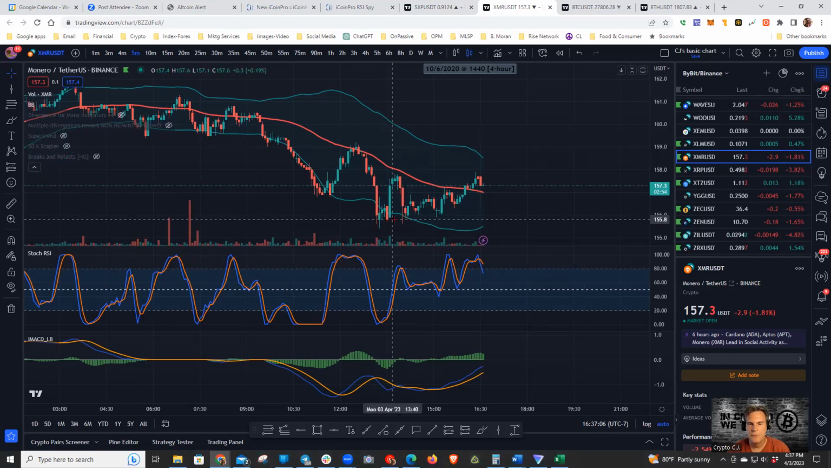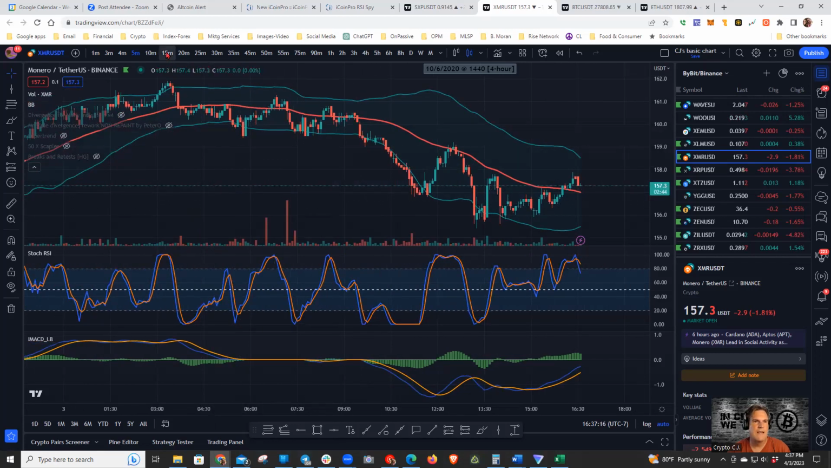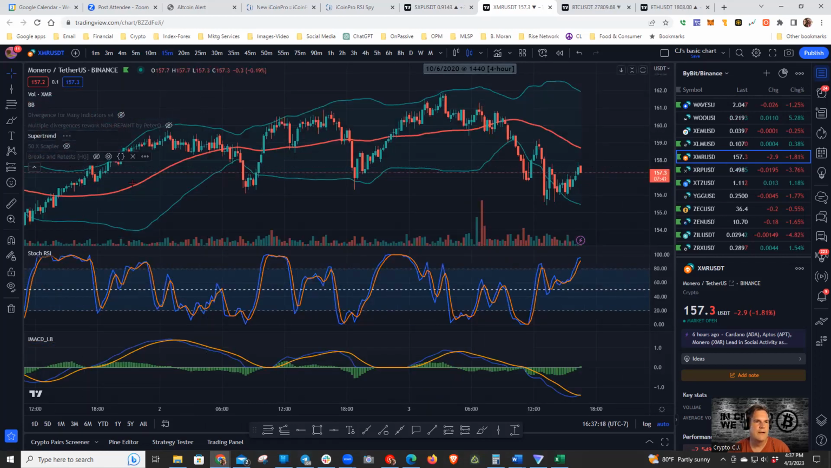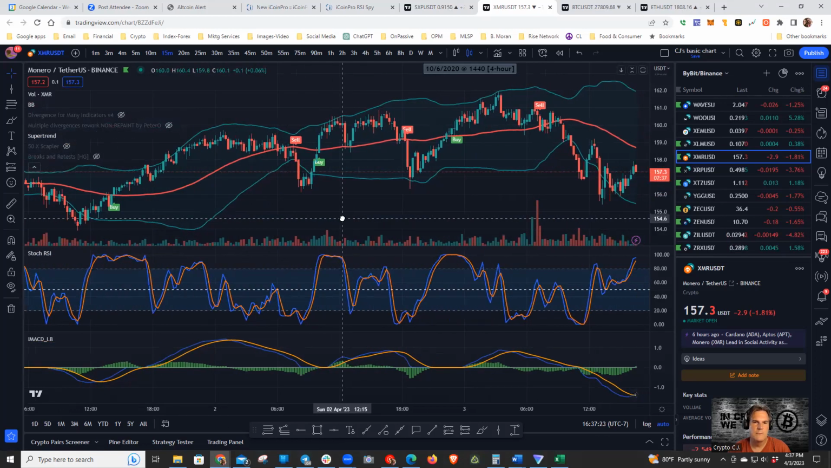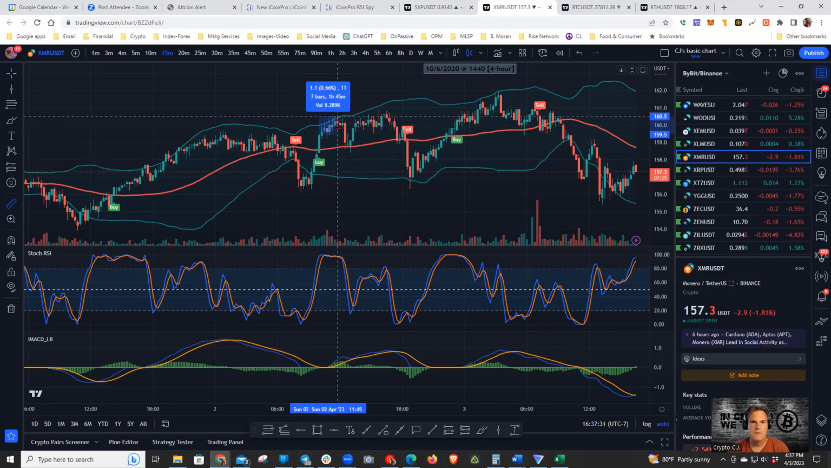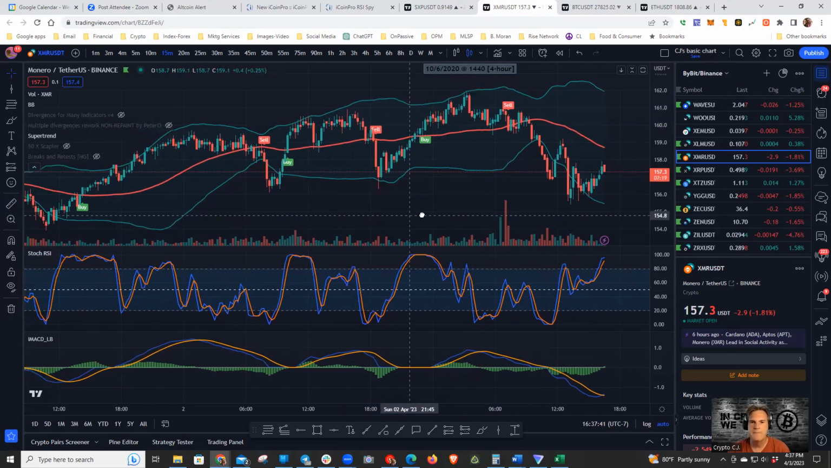There is some short-term support here, right around $156 on XMR. That might be a pretty good place for a price alert. On our indicators, supertrend on the 15-minute chart looks okay. This one did well. Yeah, probably would have taken nearly a day to get 1.4%. Not great, but not bad.